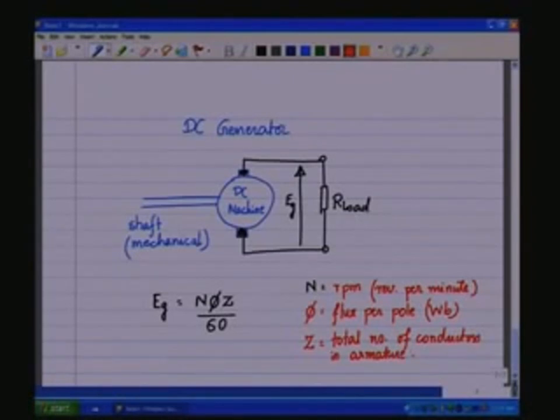So, the total number of conductors in the armature, the flux per pole and the speed at which the rotor is rotating, they are linked to the value of the induced voltage or the generated voltage. So, the generated voltage Eg is actually derivable from the alternate Faraday's law of electromagnetics.